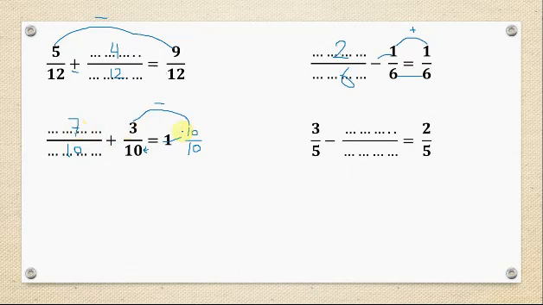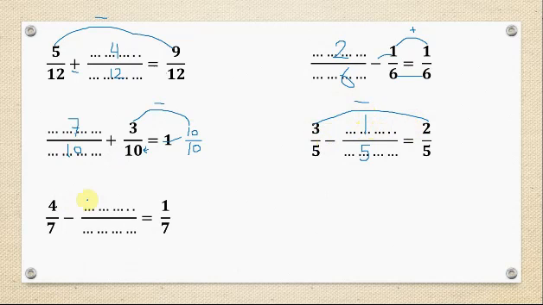Next one, 3 over 5 minus what equals 2 over 5? The first step, we have to write the denominator. It's 5 here and 5 here, so of course here will be 5. Then 3 minus what equals 2? Or the two numbers are far away, and far away means minus. 3 minus 2 equals 1. Check the answer. 3 minus 1 equals 2. It's right.